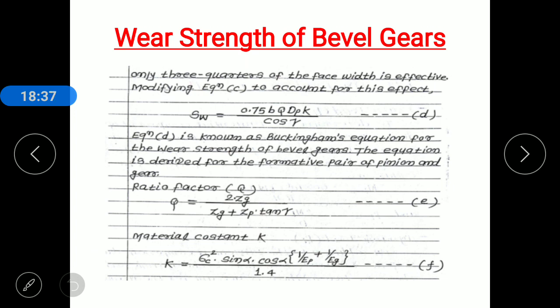Sw is equal to, here 3/4 means 0.75, because that 3/4 face width is the effective face width to transmit the load. That's why the equation is again modified, and we get an equation of wear strength in the case of a bevel gear. Sw is equal to 0.75 b Q D'p D_P into K divided by cos gamma. Consider equation D. Equation D is known as the Buckingham equation for the wear strength of the bevel gear.